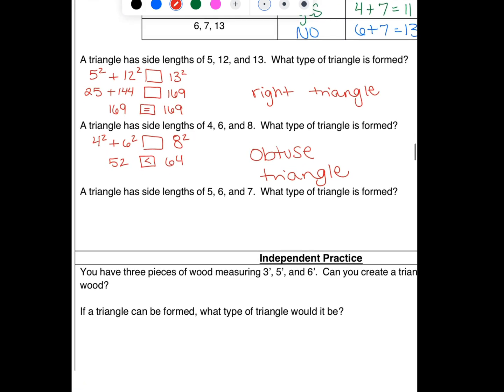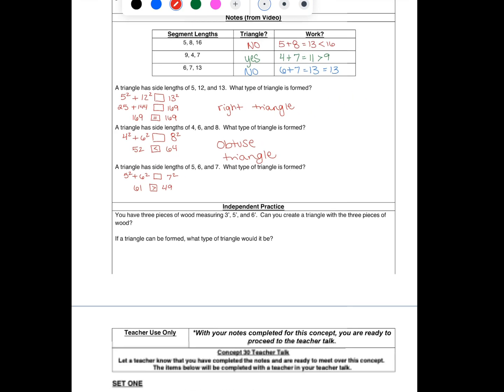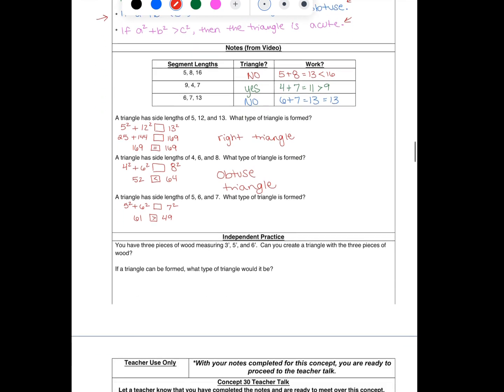And the last one has side lengths of 5, 6, and 7. Again, 5 squared plus 6 squared, blank, 7 squared. On the left-hand side, we get 61, blank, 7 squared is 49. So we know that 61 is greater than 49. And if we go to our statements, a squared plus b squared greater than c squared gives us an acute triangle.